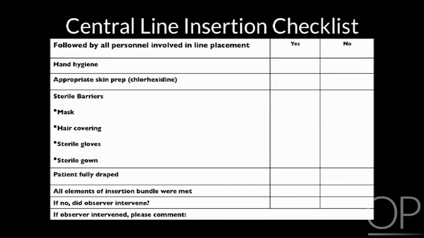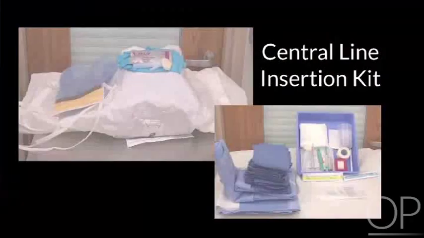A central line insertion checklist should include all the infection prevention practices for sterile catheter insertion. This checklist should be completed by a member of the team not directly involved in catheter insertion. The procedure should be stopped if any infection prevention practice is not observed. Our central line insertion kit includes all the supplies needed for line insertion. The use of a kit or a cart will prevent breaks in sterility, which could occur when doctors or nurses are missing supplies.